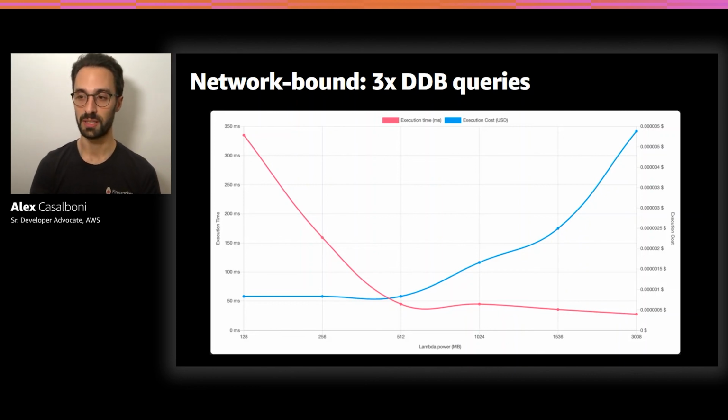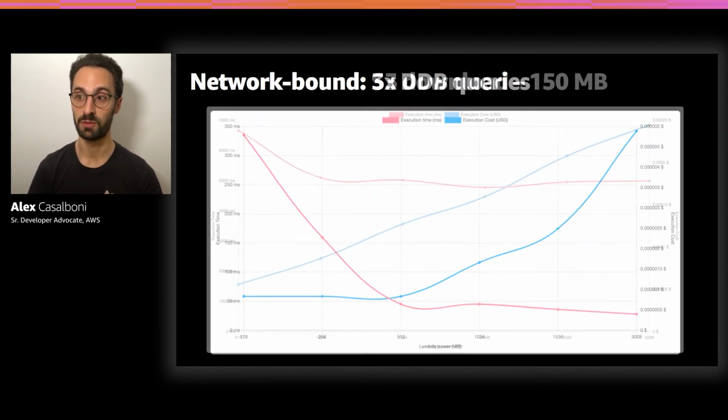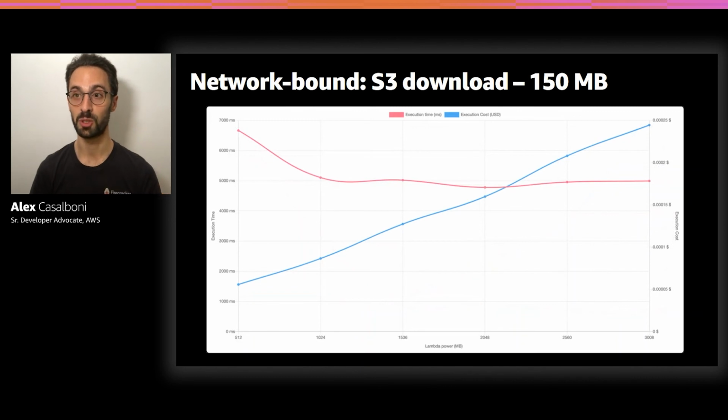With, for example, half a gigabyte, 512 megabytes, we are basically paying the same as 128 megabytes, but we are almost 7 times faster, about 50 milliseconds instead of 350. That's a pretty interesting improvement for the same cost, so go for it.